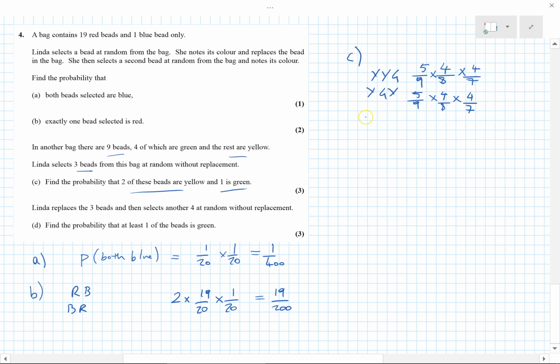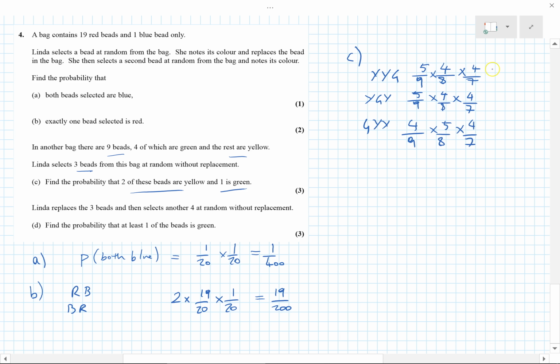Let's make a bit more room for this. So then we've got green, yellow, yellow is equal to, so green is 4 out of 9. We've selected the green one. Then we've still got 5 yellow ones left, so that's 5 out of 8. And now we've got 4 yellow ones left, that's 4 out of 7.